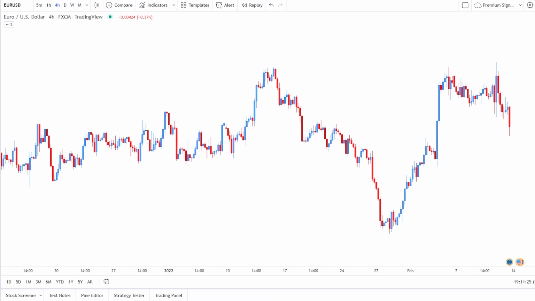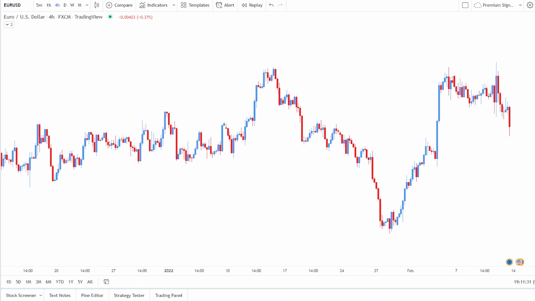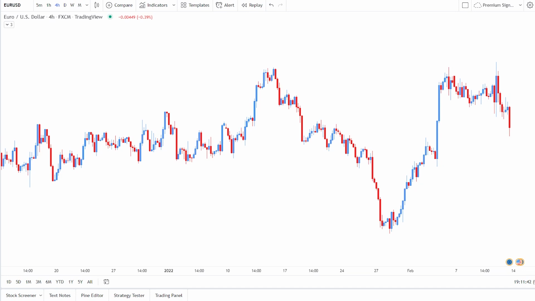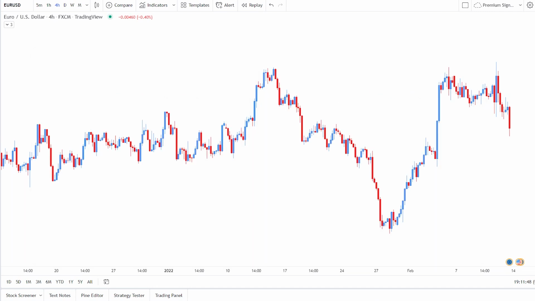So the first step in using this method is to find high time frame support and resistance, trend lines, and any other chart patterns. Trend lines, as well as other significant levels of support and resistance, should have at least 3 touches in order to be considered genuine market structures. And to be honest, if the trend line or any key level has fewer than 3 rejections, there is no way I will take anything less than that in order to be considered a strong zone.